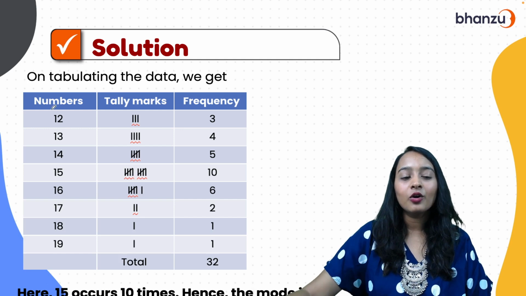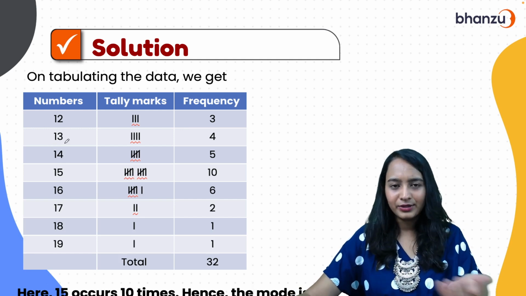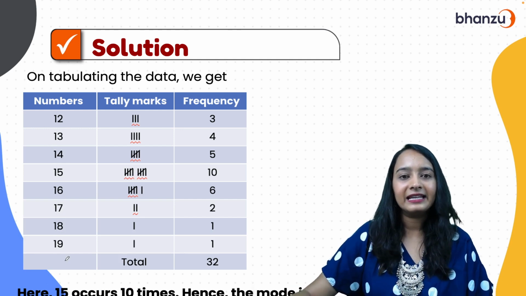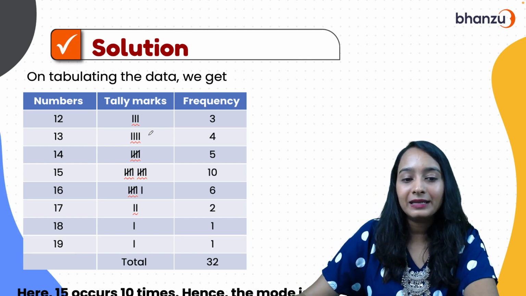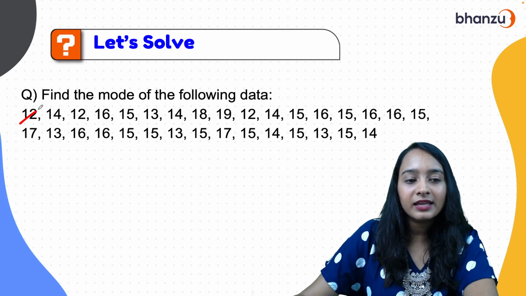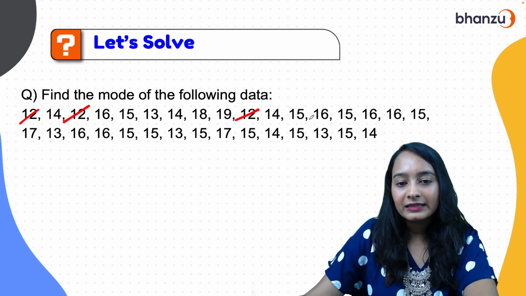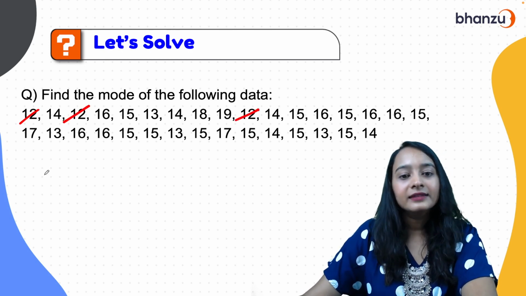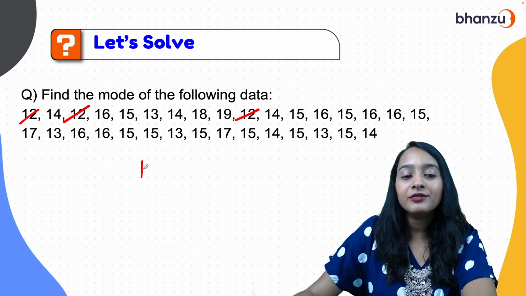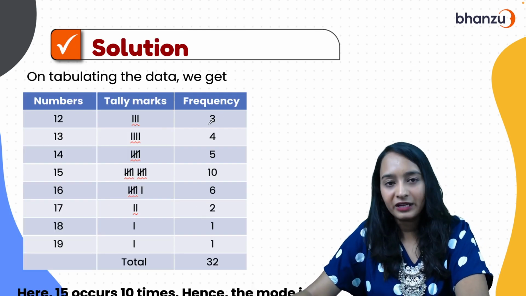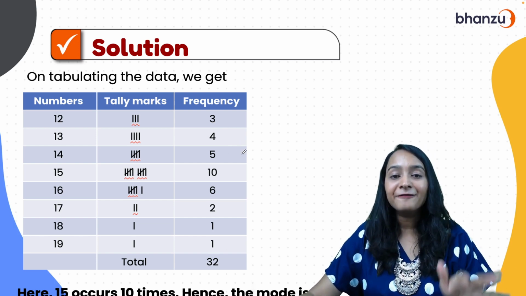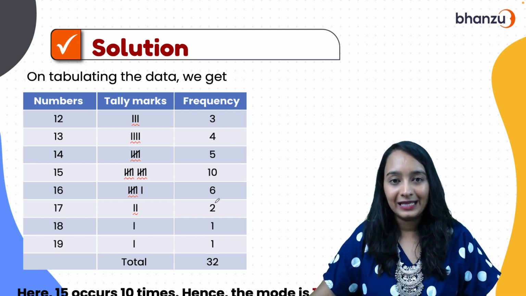So, we will write down all the observations, 12, 13, whatever numbers are there, 14, 15, 16, 17, 18, 19. Just write it down and then count using tally marks. We're going to represent that. So, how many 12s were there? 1, 2, 3. 3 are there. So, how do you represent 12 using tally marks? 1, 2, 3. 3 tally marks. And then you write the frequency. So, this is called the frequency distribution table.